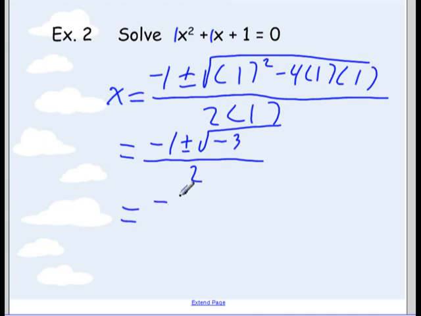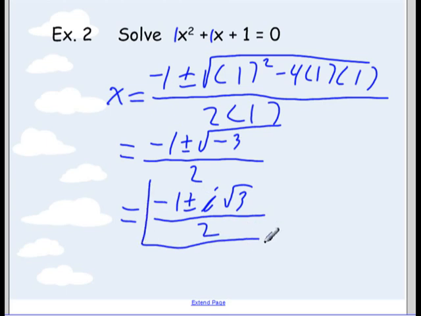So what I'm going to do is just negative 1 plus or minus i rad 3 all over 2. Look for a common factor to see if I can factor it. I can't, and so that would actually be your answer.